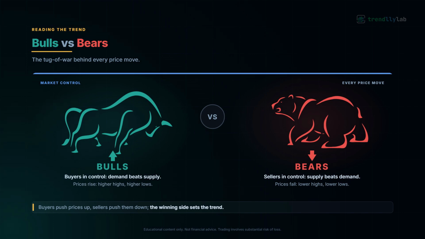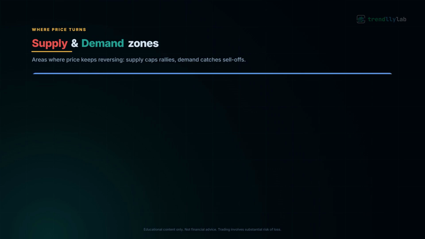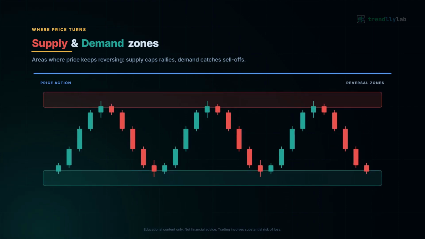But where exactly does one side run out of strength? Price does not turn at random. It turns in the same places again and again. Put it on a chart, and those places jump straight out. This is price action, and these are reversal zones. Watch the candles run up, stall, roll over, then find a floor and bounce.